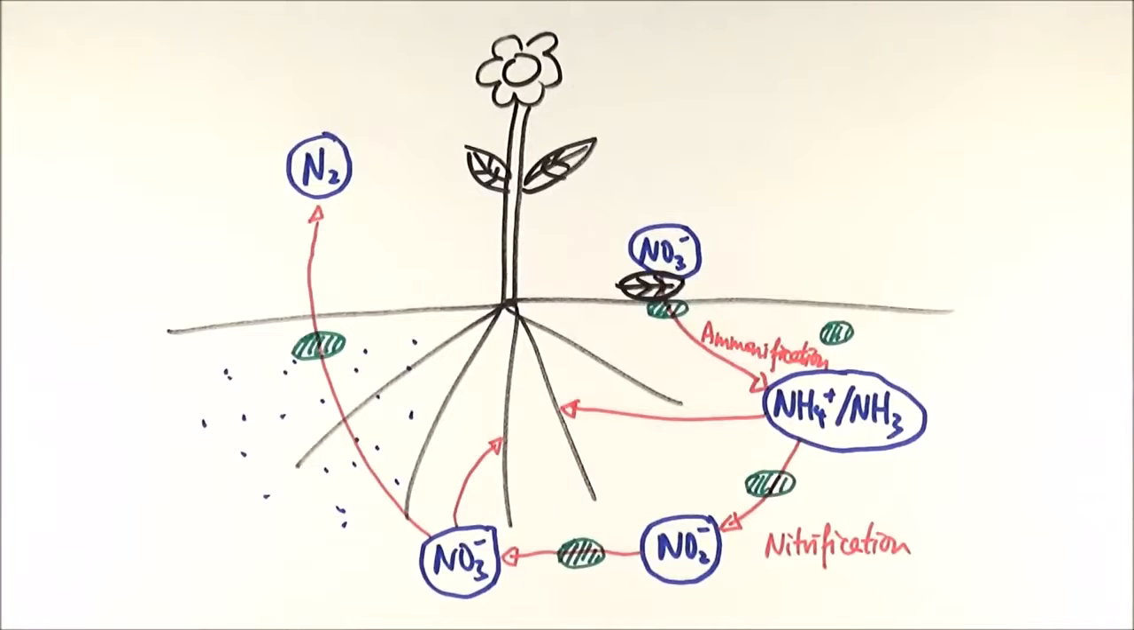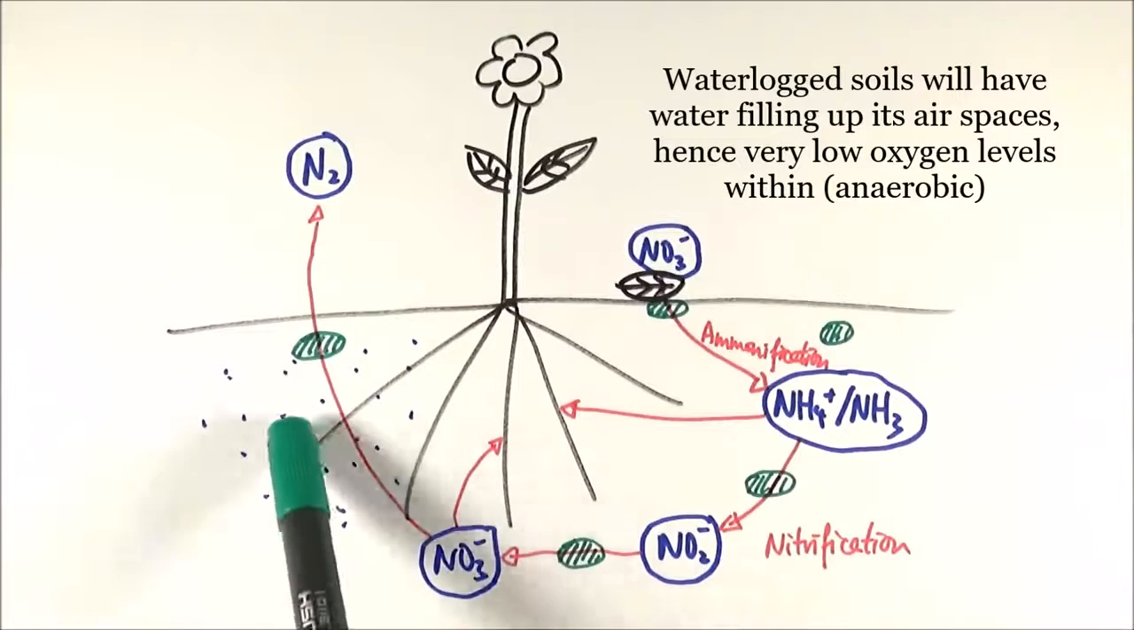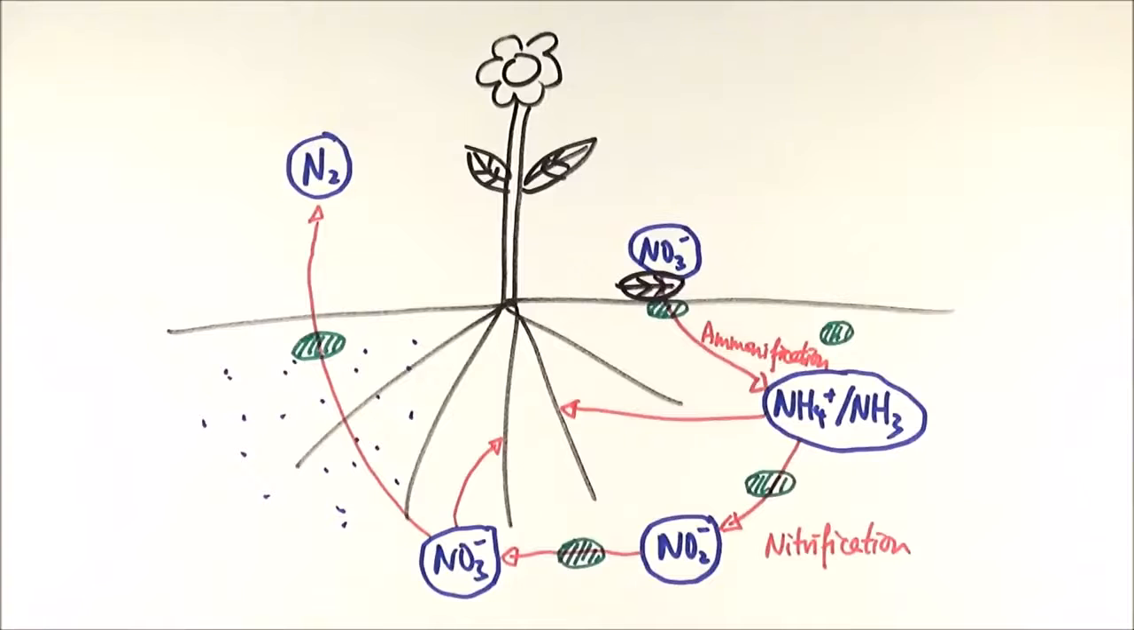And the way that we get anaerobic conditions in soil is if the soil is waterlogged, meaning it's soaked in water. Normally speaking, the soil will have some air spaces containing some oxygen. But if it is waterlogged, there will be water filling up all the air spaces, meaning there will be less oxygen available for the bacteria to actually do other reactions.